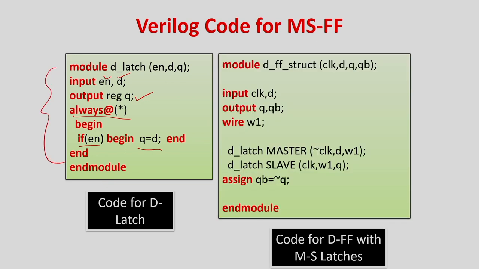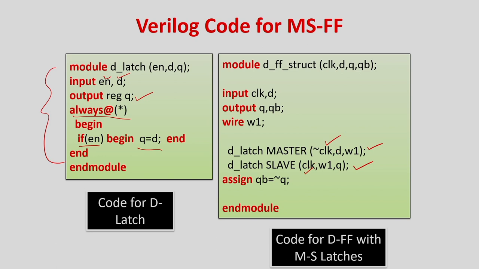And we combine 2 D latches to make a flip flop, a D flip flop. This is the master latch, this is the slave latch, and here we are putting the clock, similar to what we designed earlier. The master is given the negative clock, and the slave is given the positive clock.